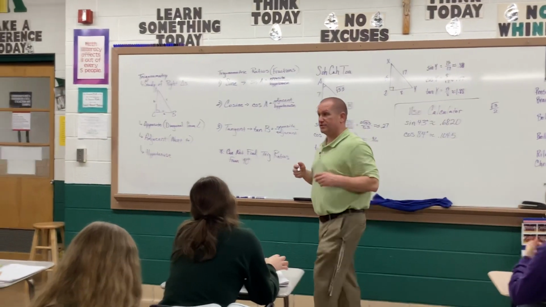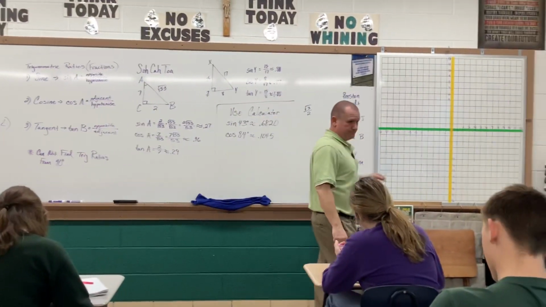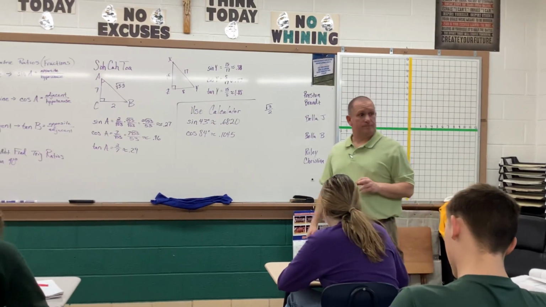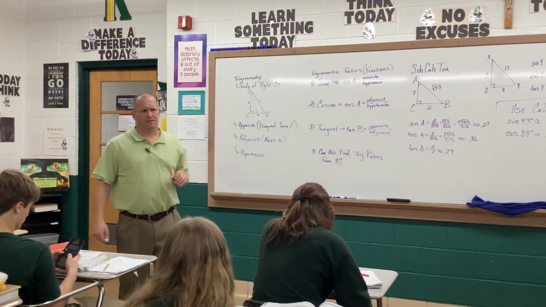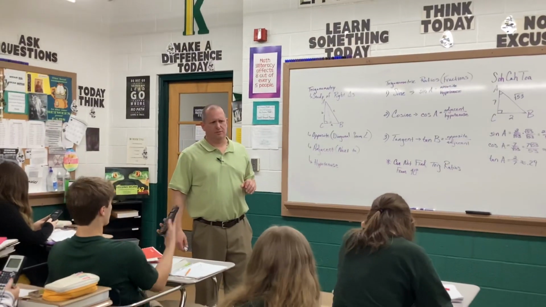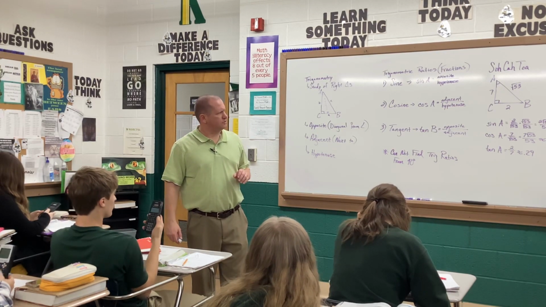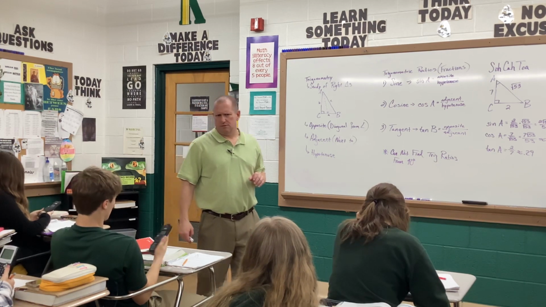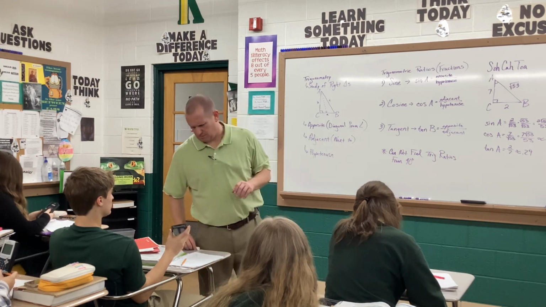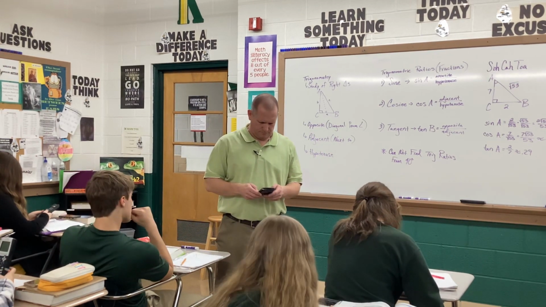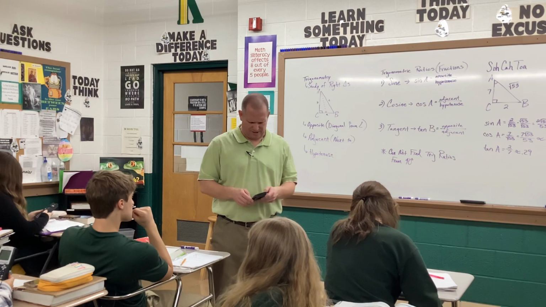Somebody punch in the square root of 60 in your calculator right now. Somebody else punch in square root of 3 divided by 2. Square root of 60 was 7.746. Square root of 3 divided by 2 is 0.866. You're going to take the square root of 3 first and then divide. Yeah, but you got the square root of 60.